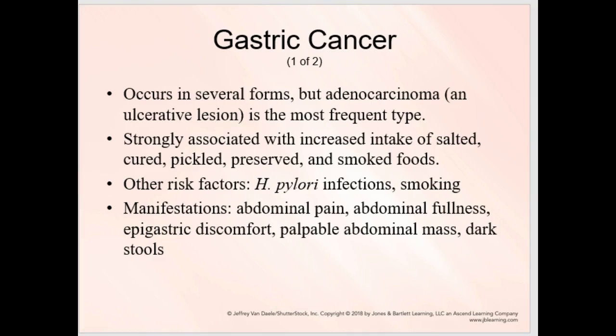Usually it can occur in several forms, but adenocarcinoma is the most frequent type. Don't worry about that. I'm not going to get too much into that. It's just a glandular form of the gastric cancer. I want you to know more of the signs and symptoms and what it can be caused by. So abdominal pain, swelling, and fullness, epigastric discomfort. If you could feel a mass, that would obviously be pretty obvious. And the dark stools, once again, because with the gastric cancer you could get erosions that could cause bleeding, which would then go into the feces and make it darker.